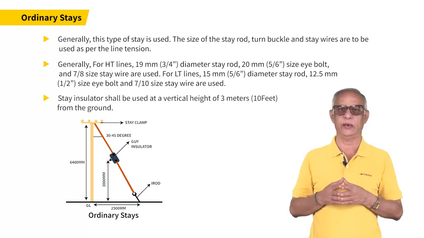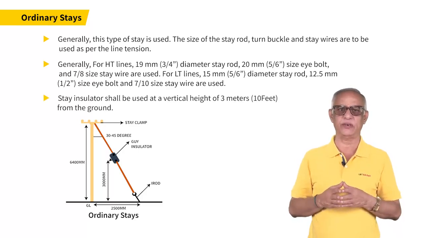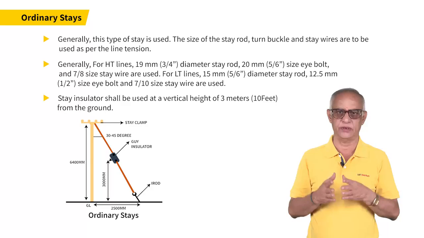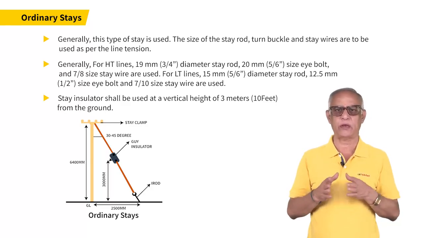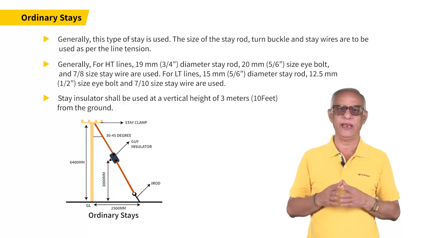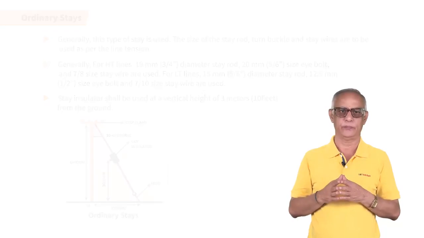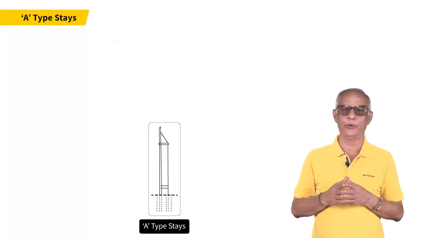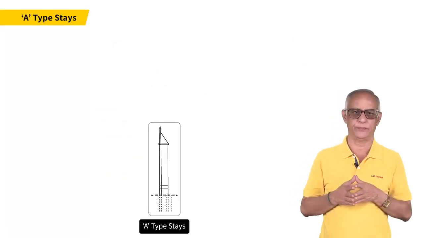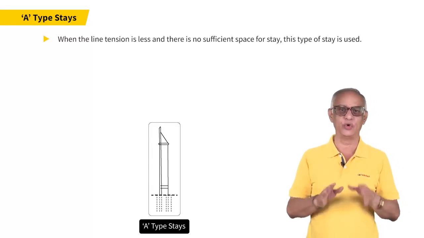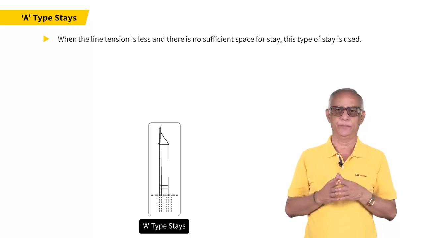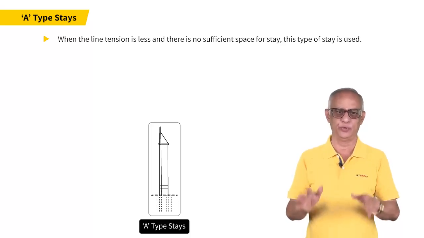The stay insulator shall be used at a vertical height of 3 meters, that is 10 feet from the ground. The purpose of this is to avoid any accidental touch of the guy rope by a human. Now, moving on to A-type stays. When the line tension is less and there is no sufficient space for stay, this type of stay is used.